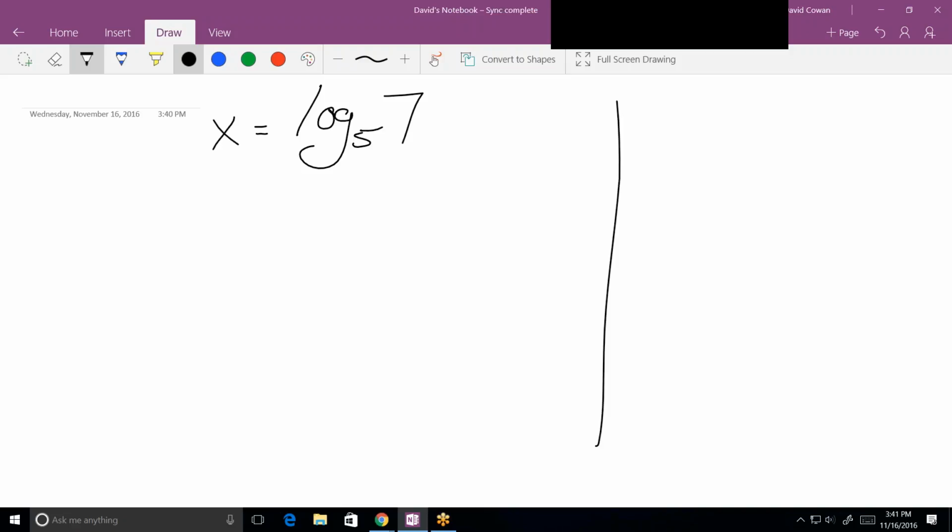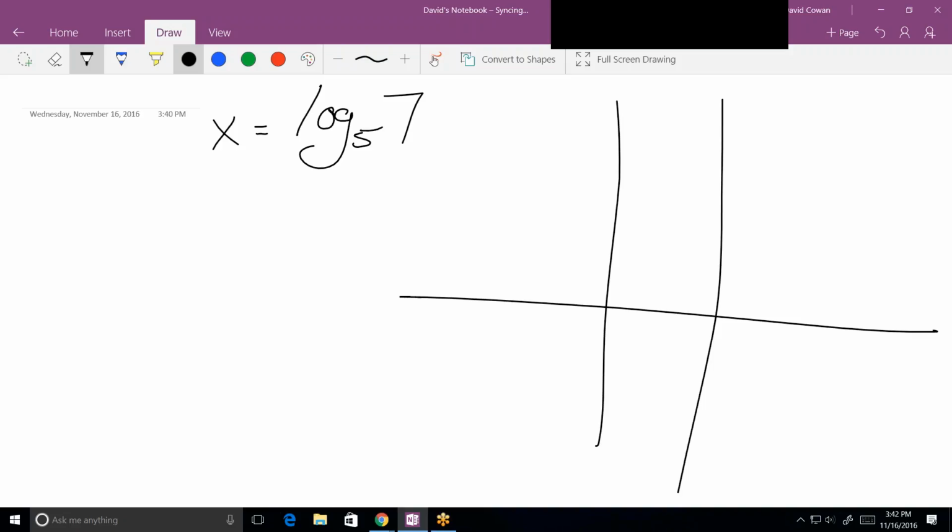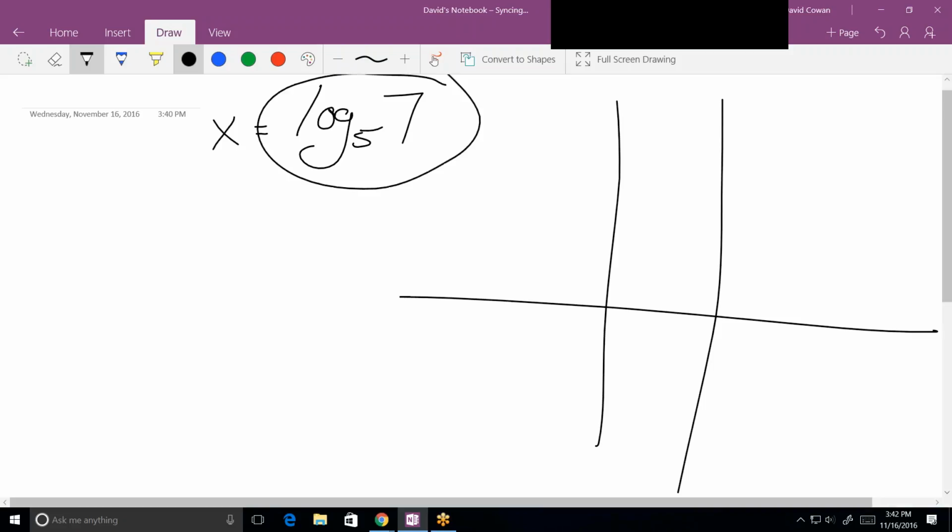Which means I don't know what number it is, but it's a vertical line. So the domain is log base 5 of 7, and the range is negative infinity to infinity.